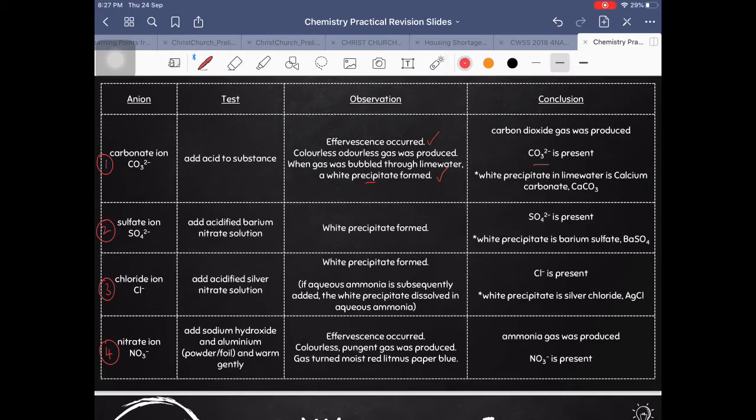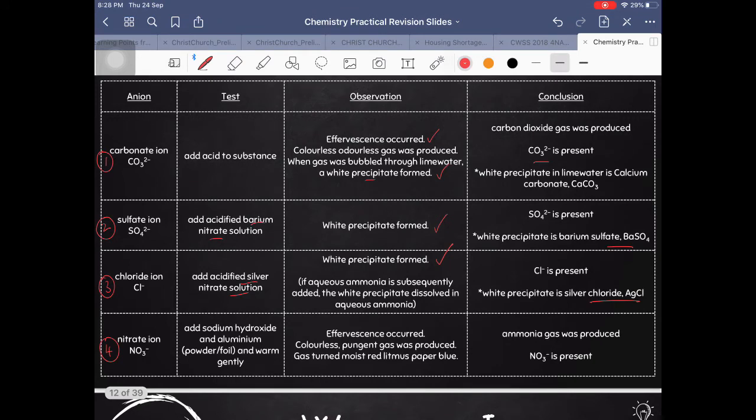To test for sulfate ions, we will add acidified barium nitrate. And what will you observe? You will observe a white precipitate form, and the white precipitate is barium sulfate. To test for chloride ions, you will add acidified silver nitrate solution. Upon adding this solution, a white precipitate is formed if chloride ions are present, and this white precipitate will be silver chloride.